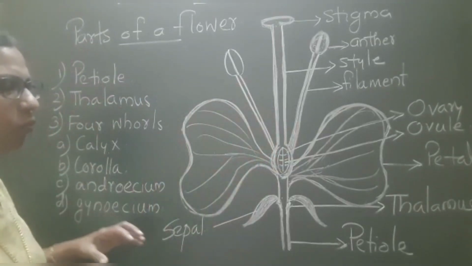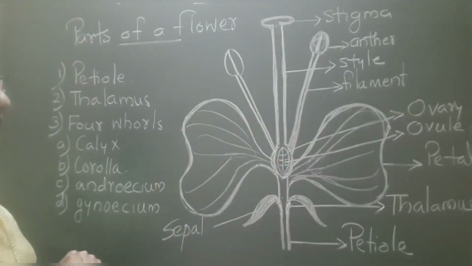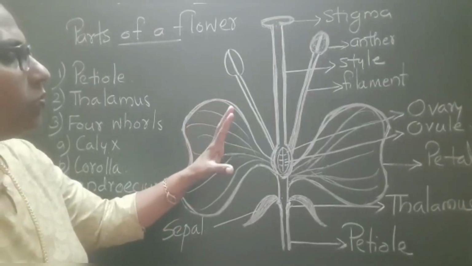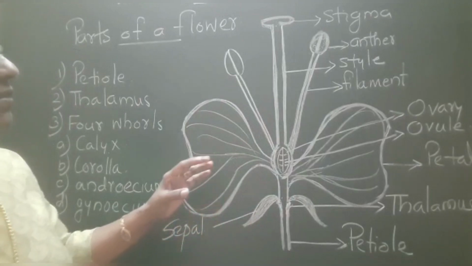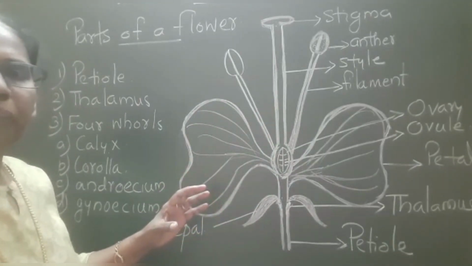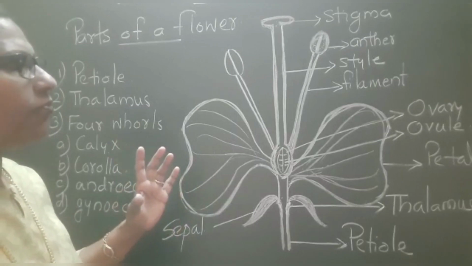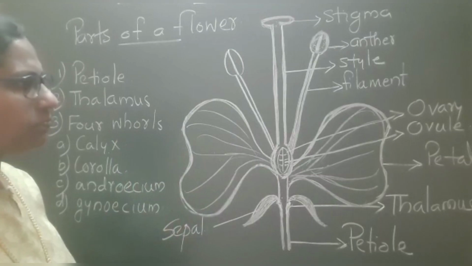These are the parts of the flower. And all four whorls are not there in all the flowers. Some flowers have only one reproductive organ in them. Such kind of flowers are called monosexual flowers.